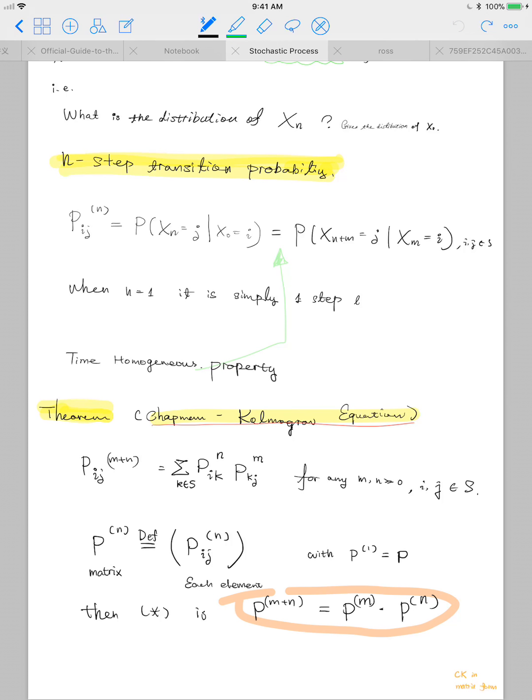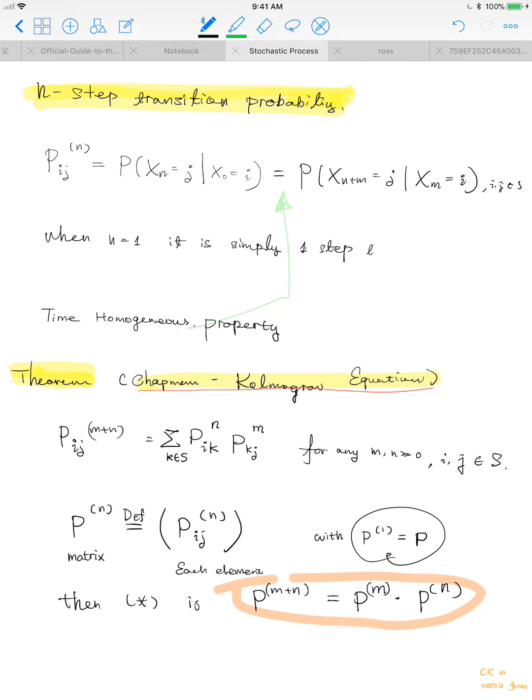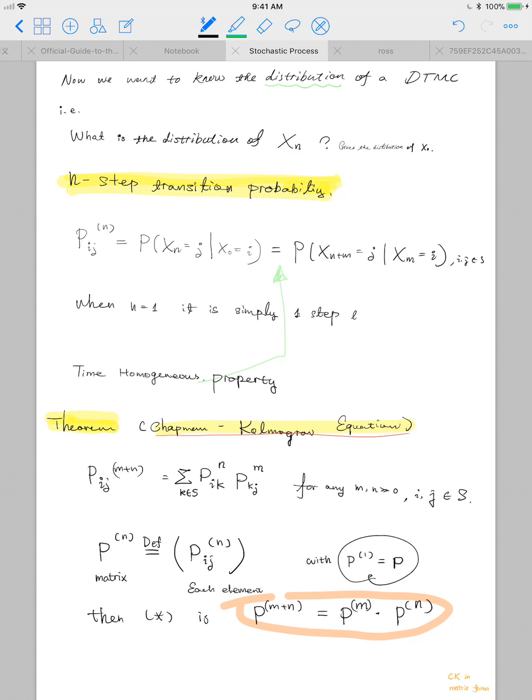When n equals 1, this is simply the one-step transition matrix. This is noted here as P1 equals P. Here the notation is that we denote the probability in a matrix form. And we continue by learning an important theorem in Markov chains.